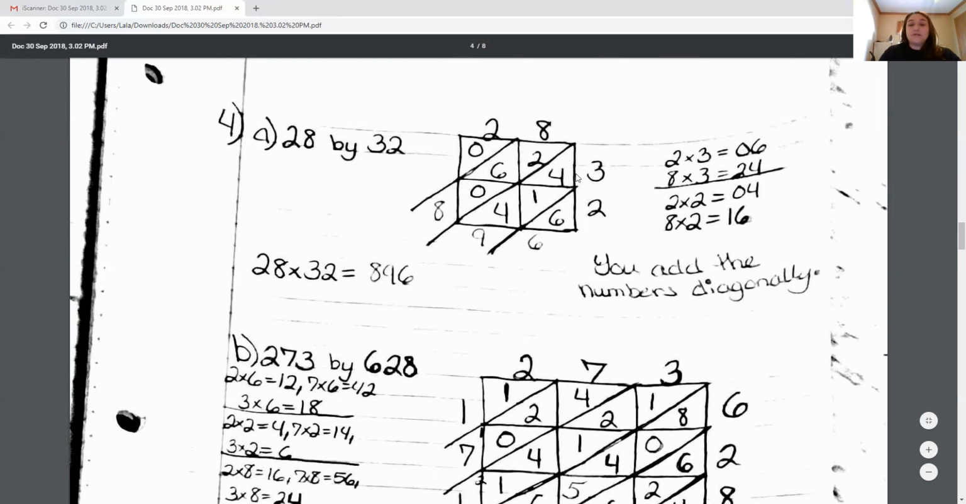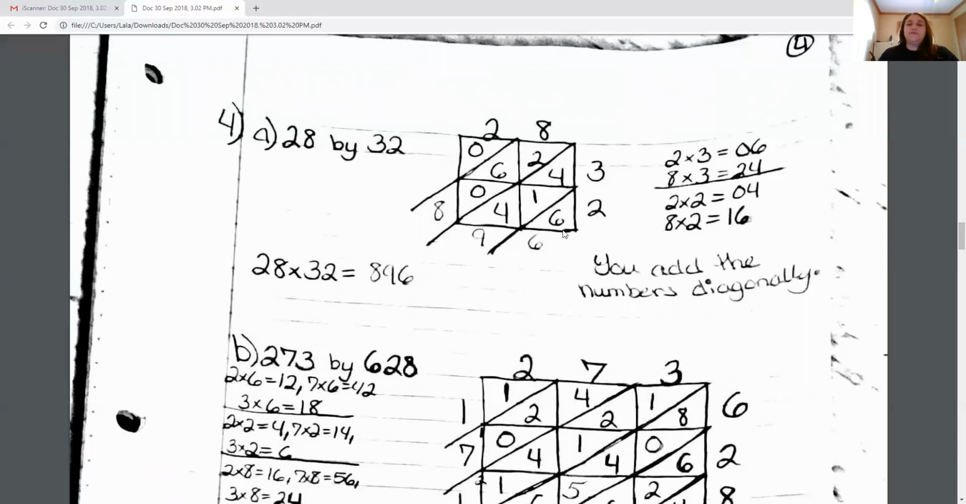Now, 2 times 3 gives us 6. So we'll put a 0 up here and a 6 down here. 8 times 3 is 24, so we'll put the 2 and then the 4. Then we come down here. 2 times 2 is 4, so we put a 0 here because there's no number, and a 4. And then 8 times 2 is 16, so a 1 and a 6. Now, once you fill that in, you're like, now what?